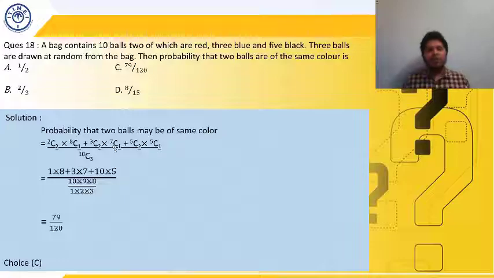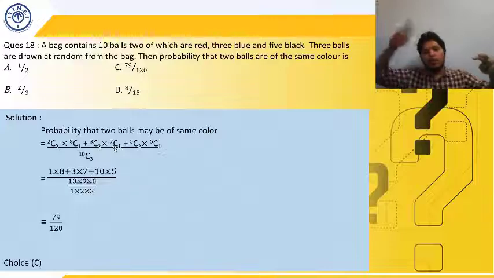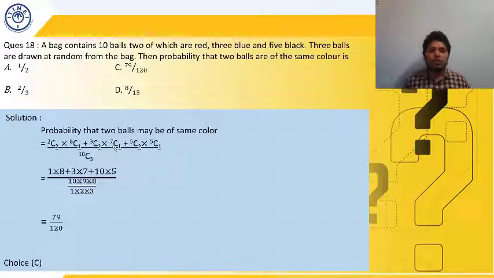What we have done in this question, we have first calculated the favorable cases. How have we calculated the favorable cases? We have divided the given question into 3 cases: when there would be 2 red balls, 2 blue balls, or 2 black balls. So we have taken those 3 cases and added them, divided by the total number of cases. If there would have been no condition of 2 balls being of the same color, then it can be done in 10C3 ways. I hope it is clear to all of you.